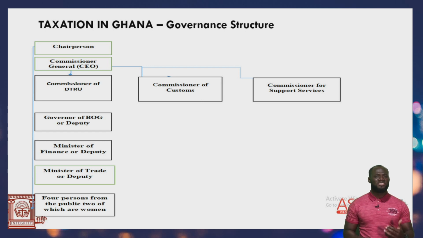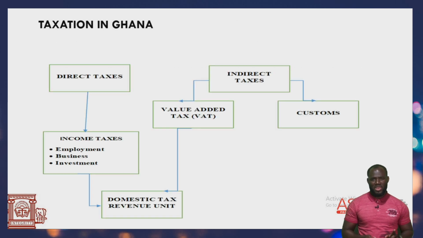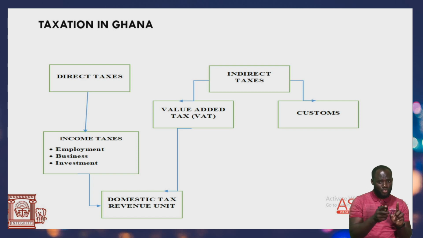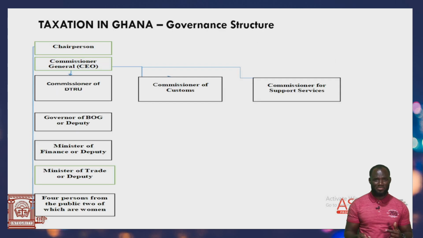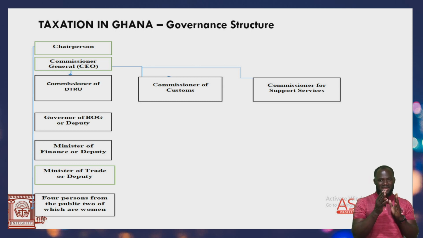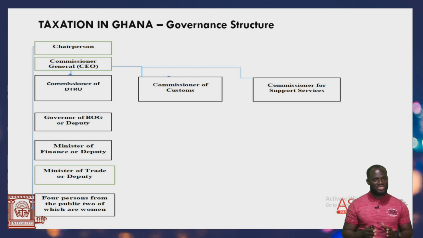Now, the Commissioner General is assisted by three other commissioners. Of course, like I said, if you look at over here, we have the domestic tax revenue, and we also have the customs. So there are two other divisions that fall under the Commissioner General's remit or mandate. But of course, the Commissioner of the Domestic Tax Revenue Division, and also the Commissioner for Customs, are in charge of collection of the revenues.